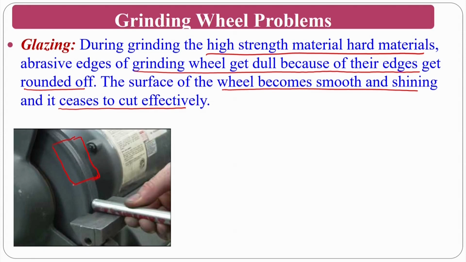Wherever the workpiece is attacking or contacting, there the surface is completely shining. The other area, if you see here, is not shining. That means that this shining portion is glazed. You can say glazing.